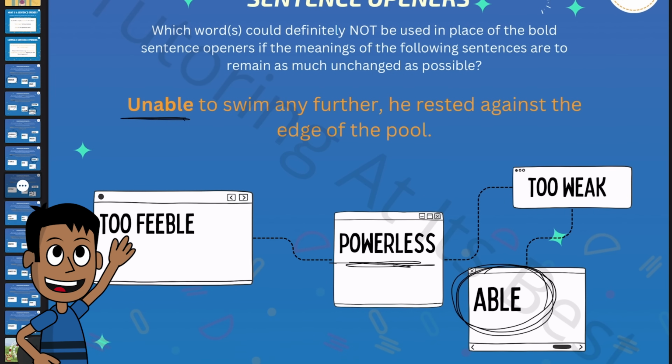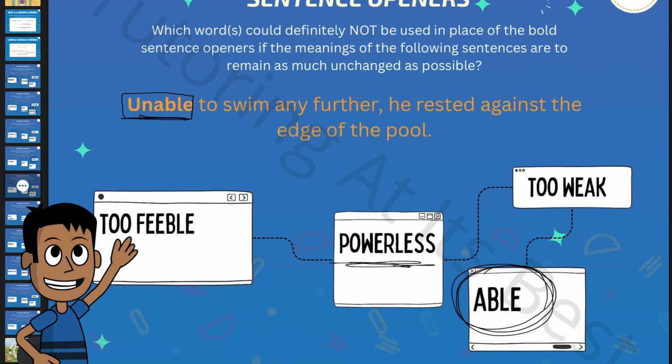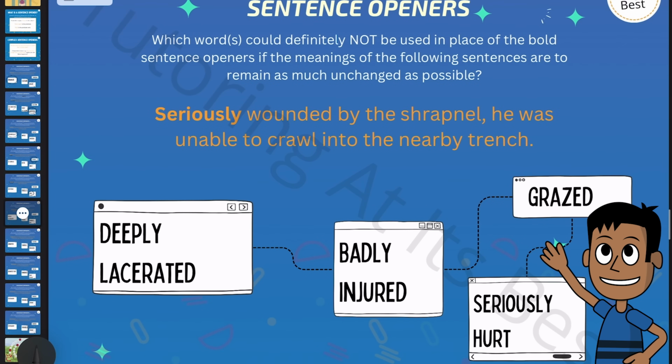However, in the sentence, it shows that this subject was unable. So he was not able to swim any further. Marvelous. Let's go into the next question.